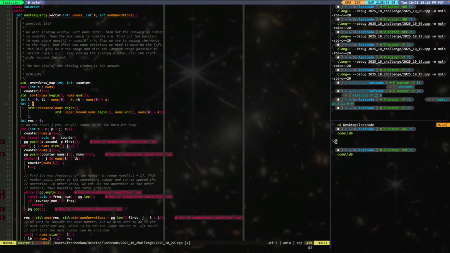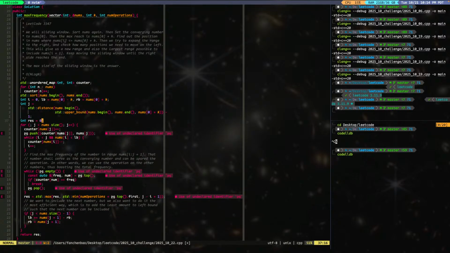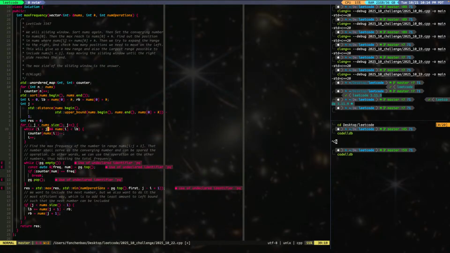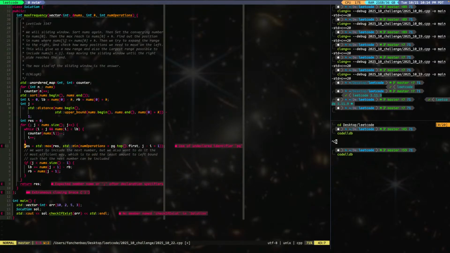So this is fine, I think these are all fine. We don't have to do this. So we don't do the counter, we don't do any of this. This is right? So we have a left bound, we have a right bound. And then we do need to update the counter.